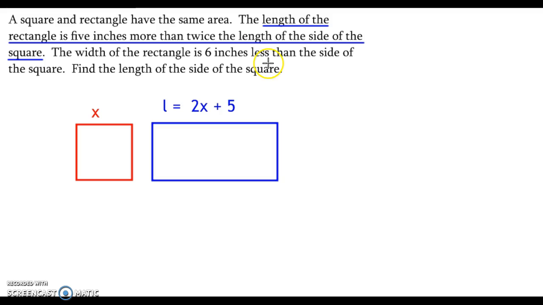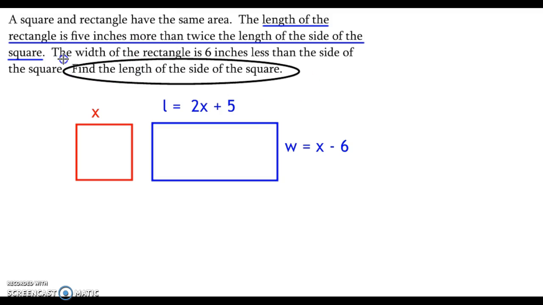The width of the rectangle, okay, so we'll go back to our width. The width of the rectangle is 6 inches less than, so something minus 6, the side of the square. Okay, so there's no twice, there's just the side of the square. It says to find the length of the side of the square. So since that's the question, usually we circle that. Let's finish our annotation here. The width of the rectangle is 6 inches less than the side of the square.